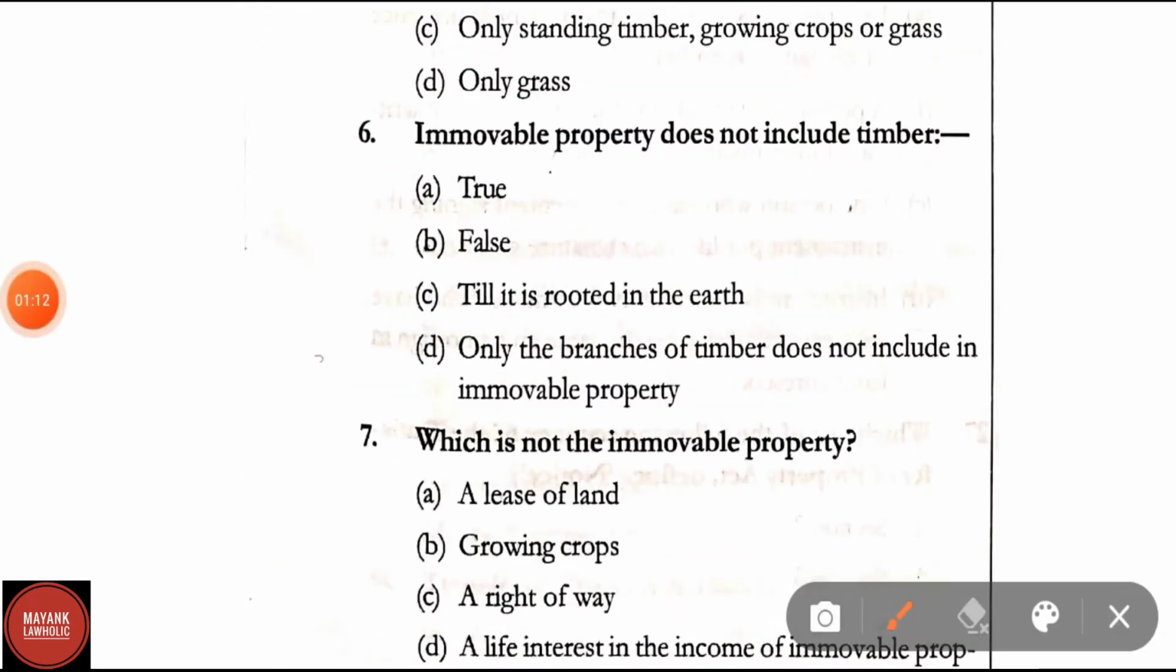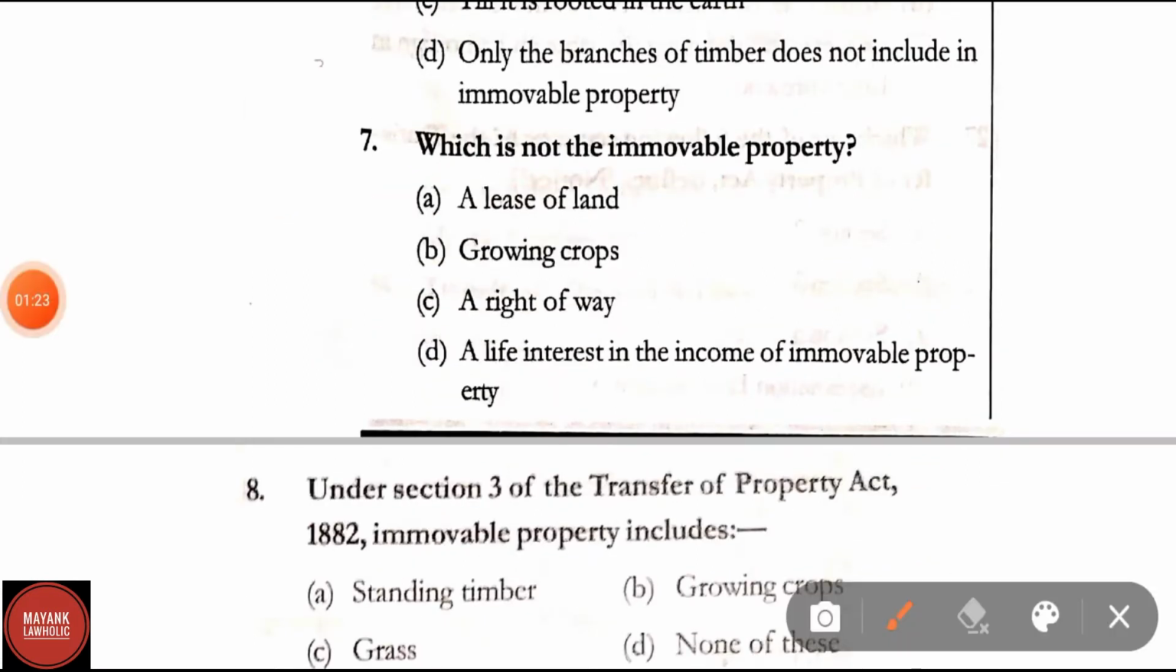Question number 6. Immovable property does not include timber: true or false, till it is rooted in the earth; only the branches of timber do not include immovable property. Correct answer is true. Question number 7. Which of the following is not immovable property? A lease of land, growing crops, a right of way, a life interest in the income of immovable property. Here the correct answer is option B. Growing crops is not immovable property.